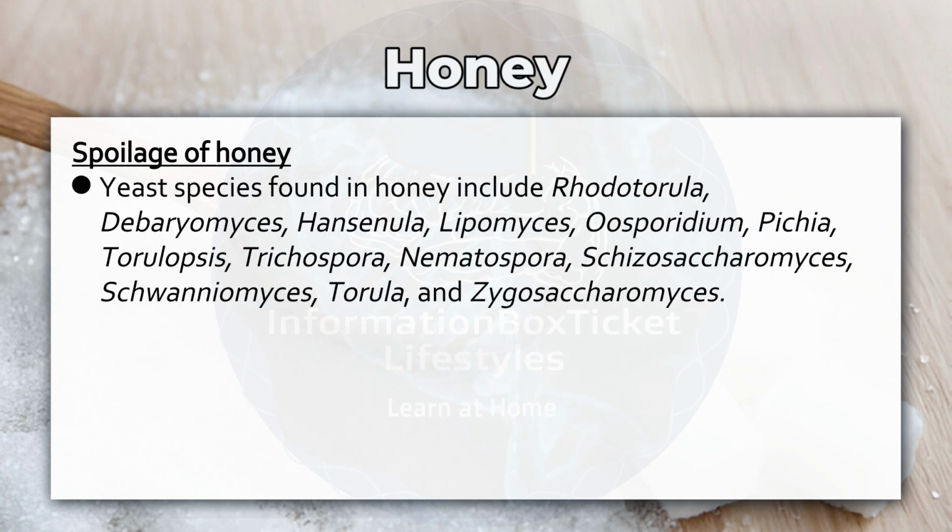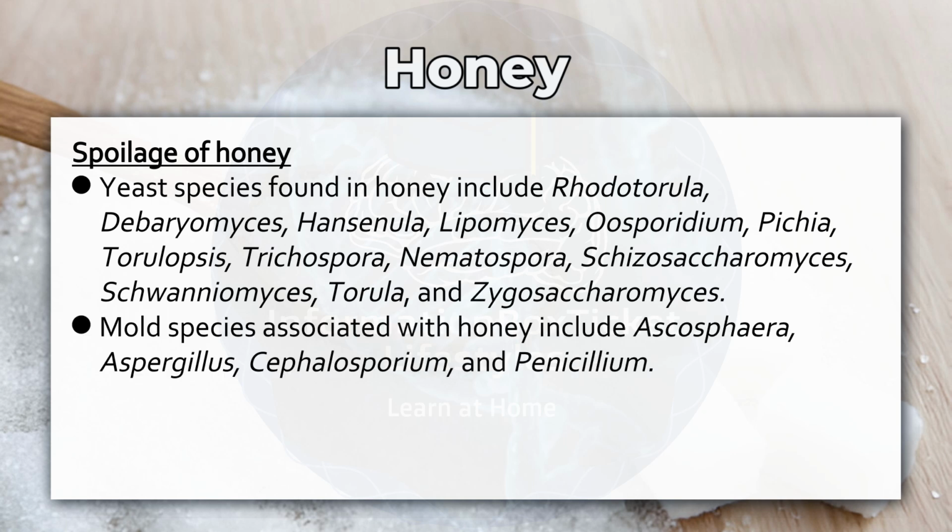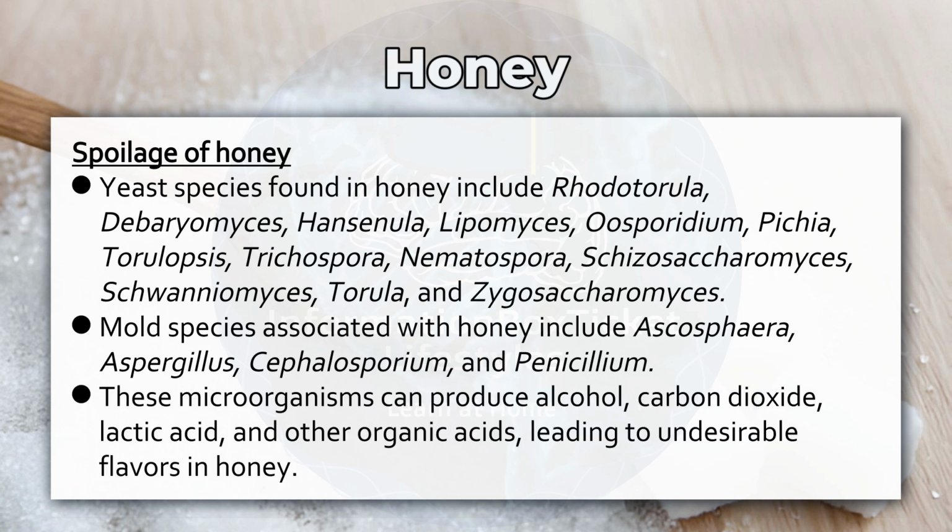Yeast species found in honey include Rhodotorula, Debaryomyces, Hansenula, Lipomyces, Oosporidium, Pichia, Torulopsis, Trichosporon, Nematospora, Schizosaccharomyces, Schwanniomyces, Torula, and Zygosaccharomyces. Mold species associated with honey include Ascosphaera, Aspergillus, Cephalosporium, and Penicillium. These microorganisms can produce alcohol, carbon dioxide, lactic acid, and other organic acids, leading to undesirable flavors in honey.